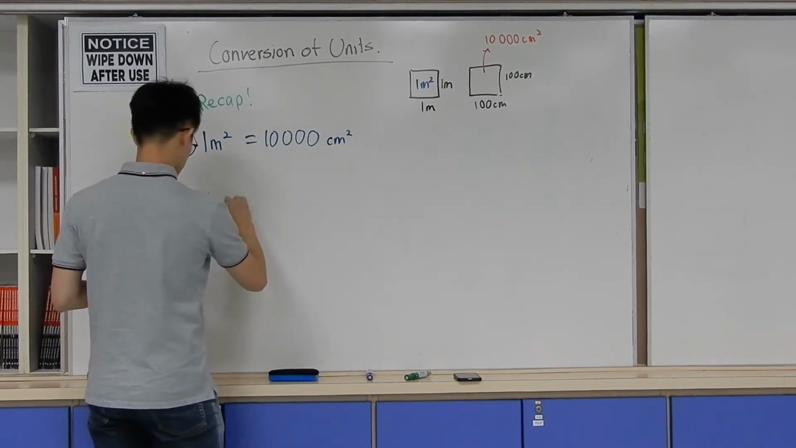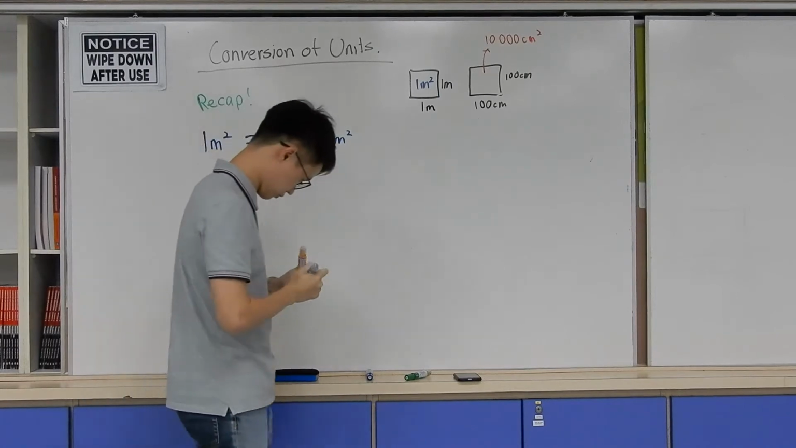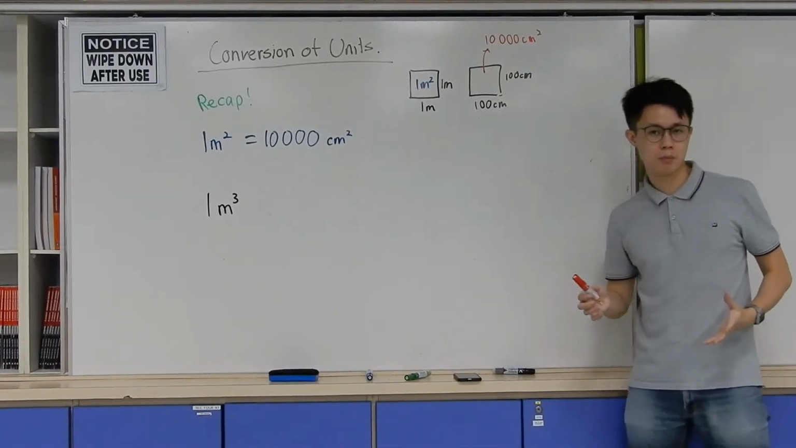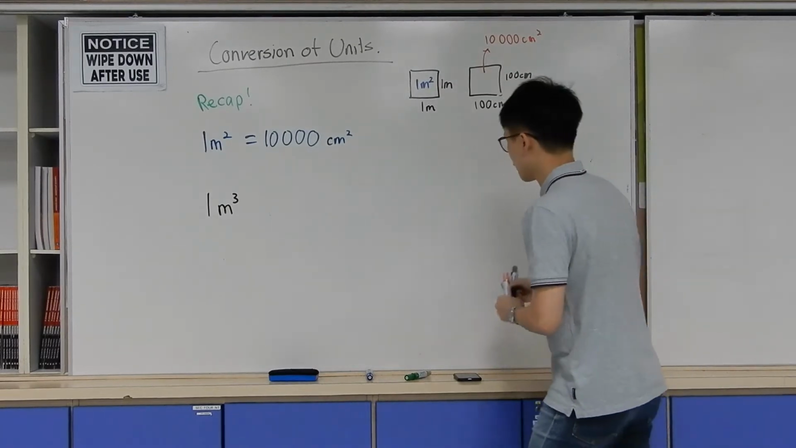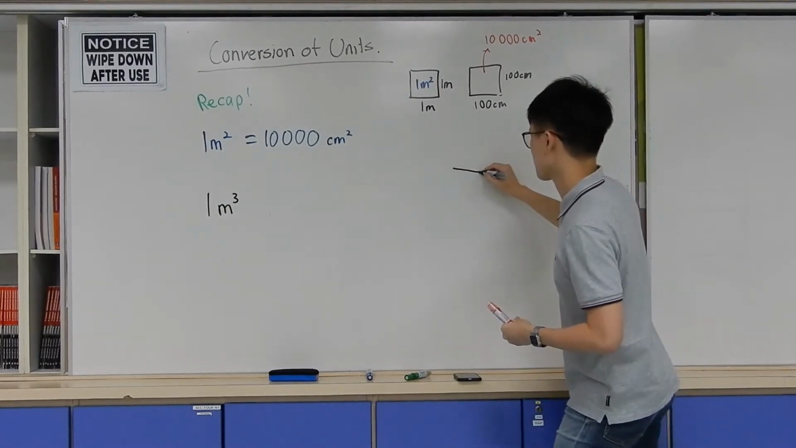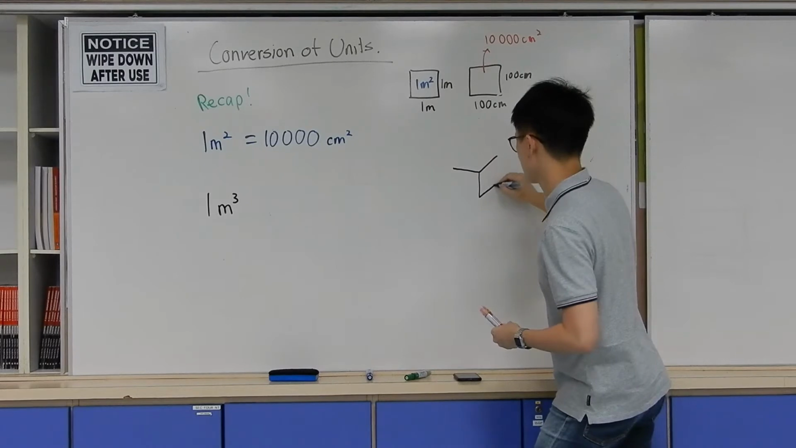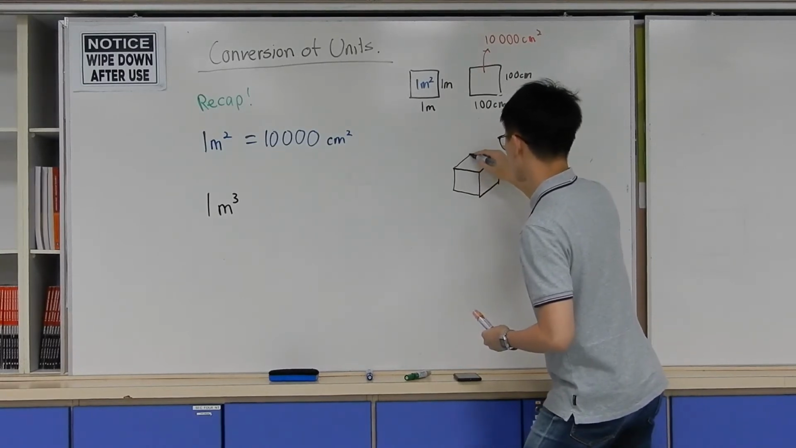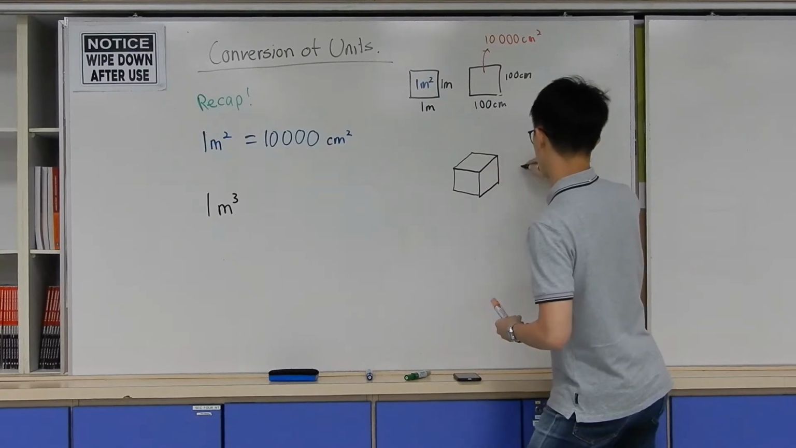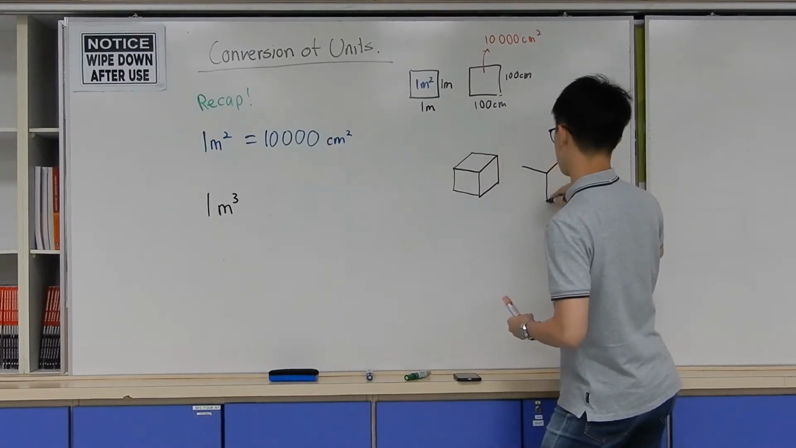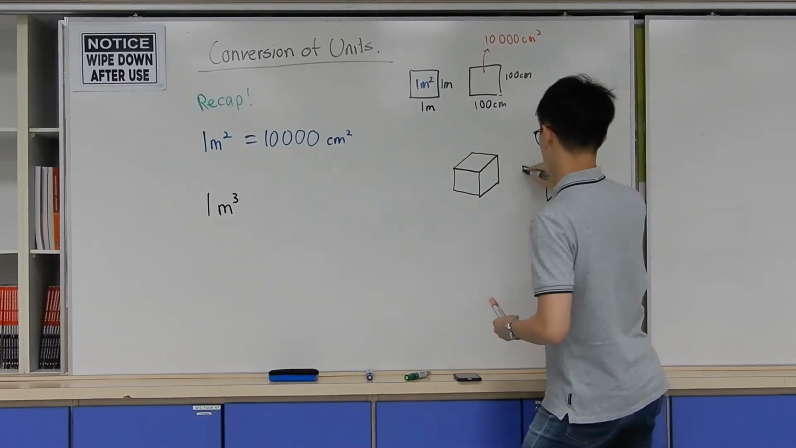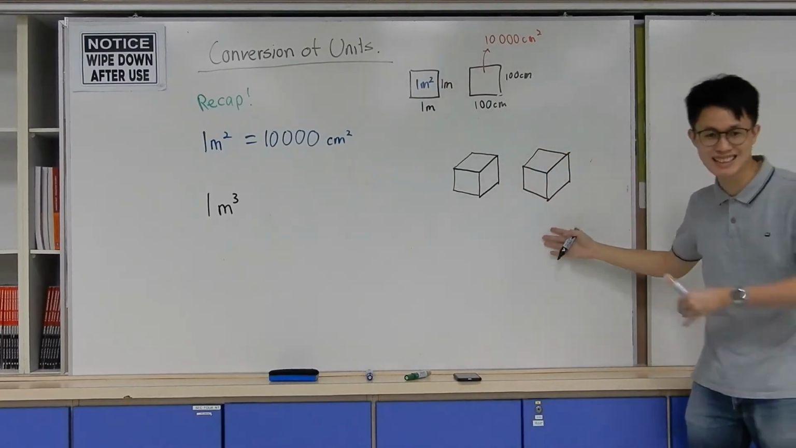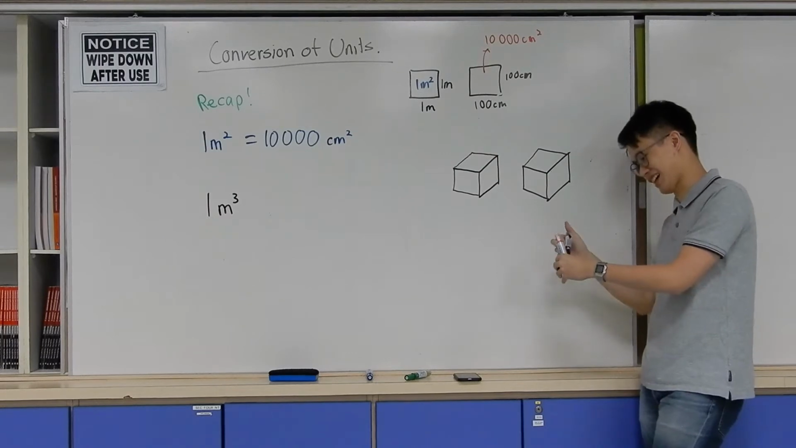Now, what happens if I want 1 meter cube? What is actually 1 meter cube? Now I'm going to show you all. I'm going to draw two cubes now. This is actually in your notes. I'm going to draw two identical cubes here. I'll try my best to make them as identical as I can. Pardon my non-identical cubes, just assume that they are identical.